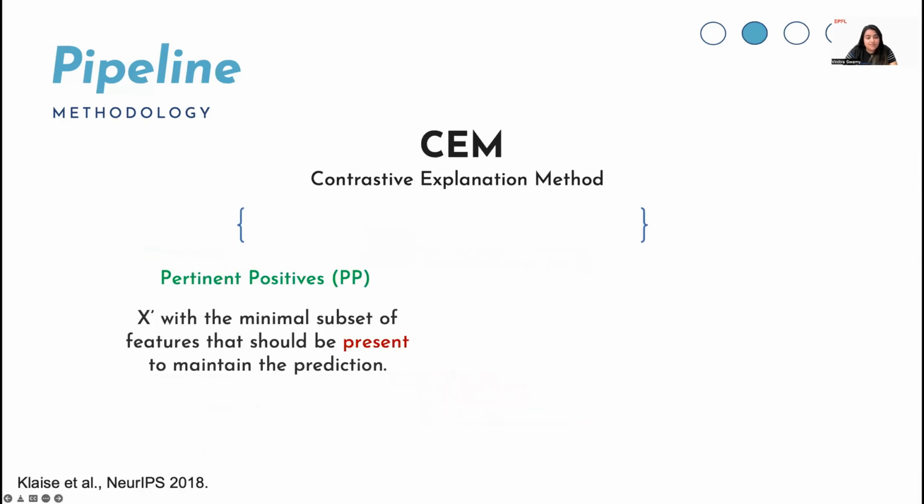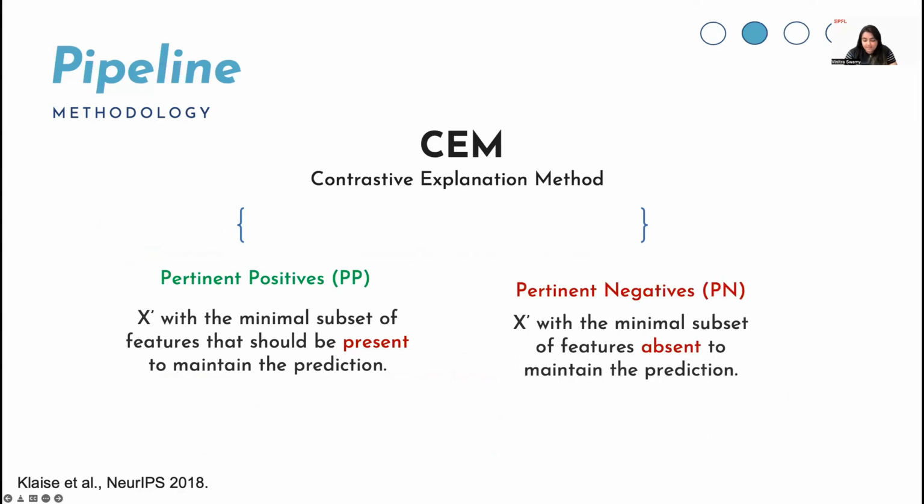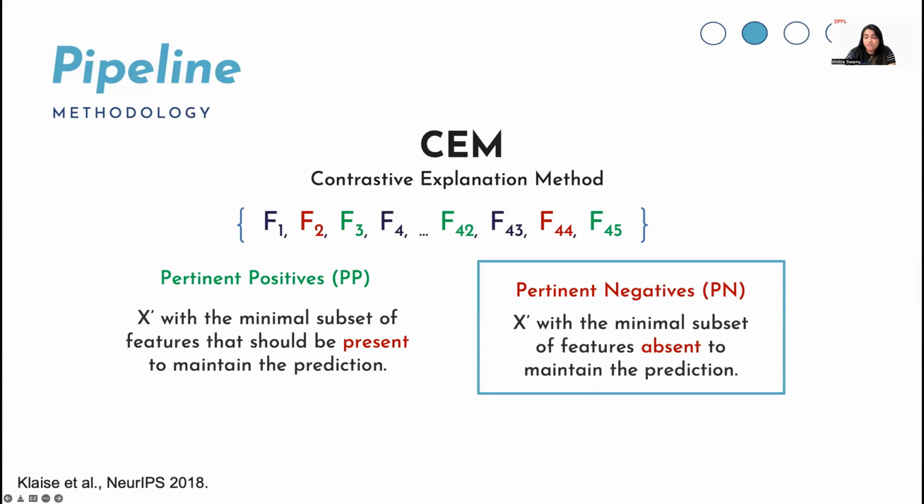We then move to CEM, the contrastive explanation method. CEM attempts to find either pertinent positives, which is a neighbor to our original data point, with the minimal subset of features that should be present and whatever their values should be, or pertinent negatives, a new point, X prime, that is similar to our original instance, with the minimal subset of features absent to maintain the prediction. And you can see certain features should be absent, certain features should be included. We choose to use pertinent negatives for our calculation because they're most similar to counterfactuals, which will come in the method right afterwards.